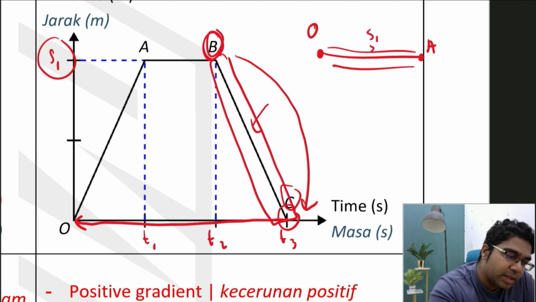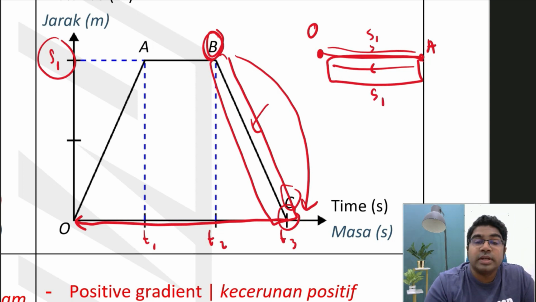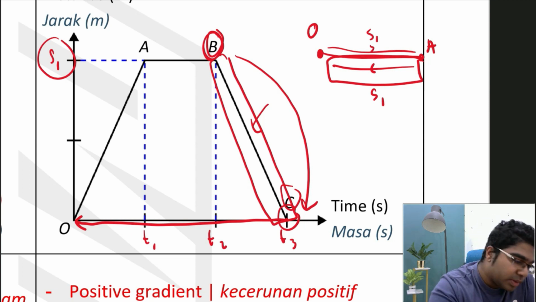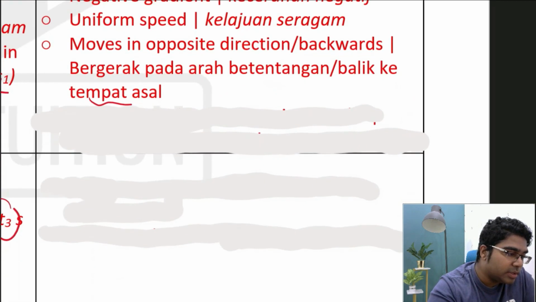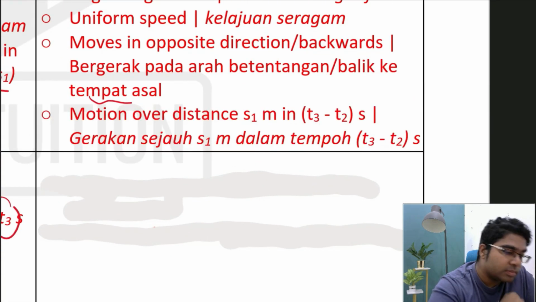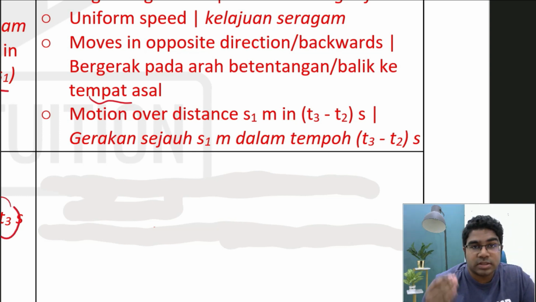Lepas tu, dia balik. Then it goes back. So, what is the distance here? Perjalanan ini, apakah jarak dia? S1 also, isn't it? So, we know that it has moved a distance of S1. Tempoh masa dia apa? Ini kita sudah pandai. T3 minus T2. T3 tolak T2. So, dia jadilah macam ini. Dia pergerakan dia adalah sejauh S1 meter dalam tempoh T3 tolak T2 saat. T3 minus T2 seconds.